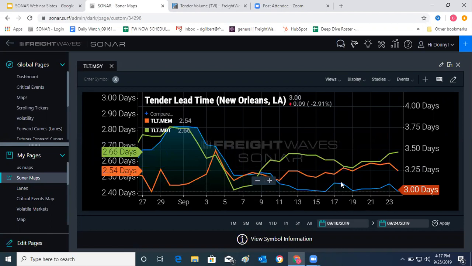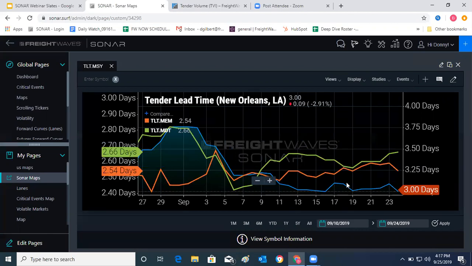But always follow these and look at these, and always use more than one index to judge a market. You always want to look at volumes, tender rejection rates, and definitely tender lead times, and try to break it down by lane and, of course, dry van and reefer, and put all this information together to figure out what direction the market is going in.